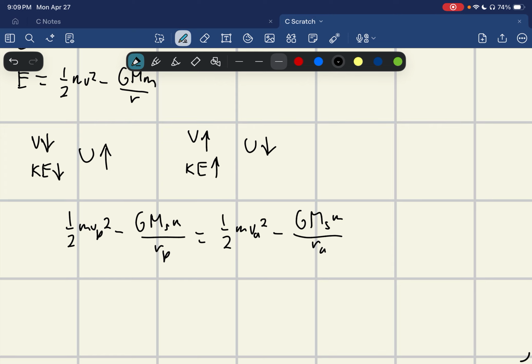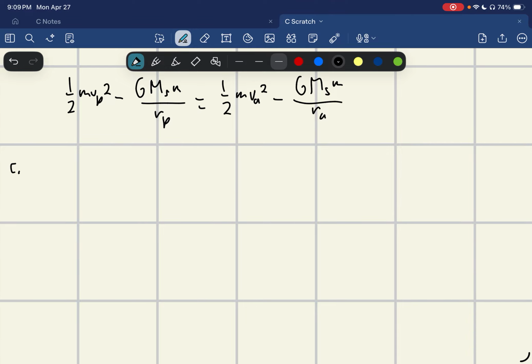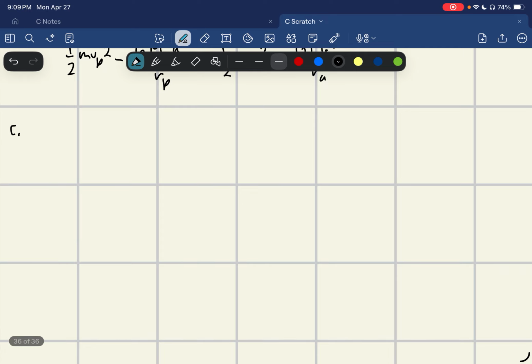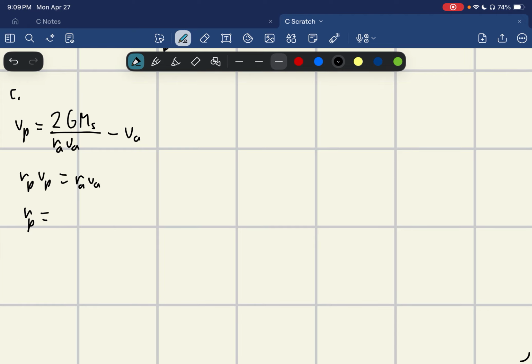Okay. Part C. Part C asks us to prove that the tangential speed at perigee is equal to vp equals the square root of 2GMs over Ra times Va, minus Va. Here I'll start off with the equation we found in part A between angular momentum. So we know that rp vp is equal to ra va. And then here I'll just isolate for rp. So rp is equal to ra va all over vp.